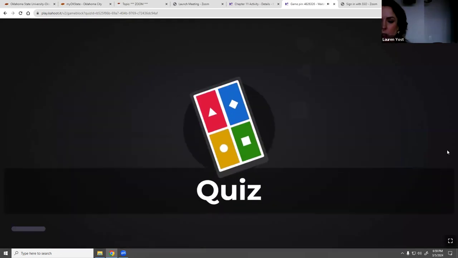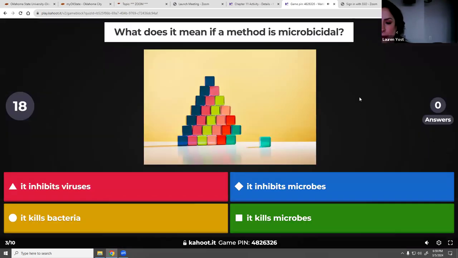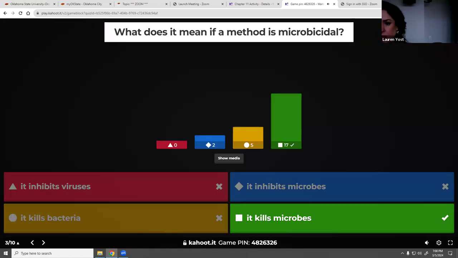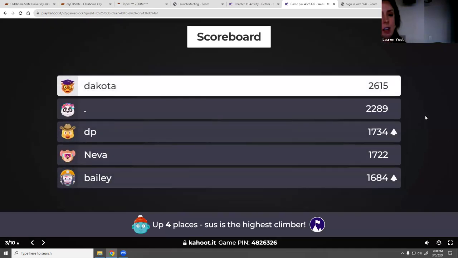All right, what does it mean if a method is microbicidal? Make sure you check all the answers. Yep, it kills microbes. All right, so we'll stop it here. If you guys want to take a picture, and then I will pull up the thing for the lab stuff.